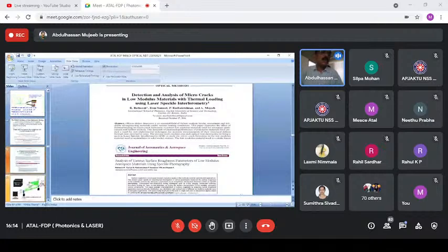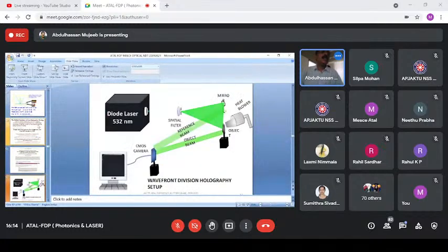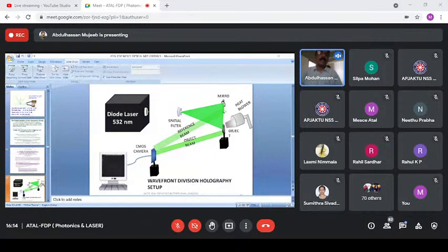So this is one of the experimental setups that we use in our laboratory. This is a diode laser, 532 nanometer laser. This is a spatial filter. That spatial filter will reduce the noise of the laser beam. Then we have a mirror here. This is the object. This is a CMOS camera, or you can use a CCD camera, and it is connected with the computer. So this is an animation.